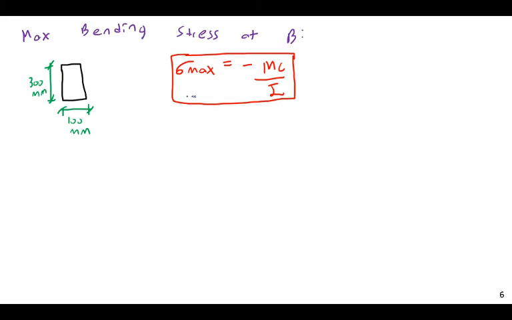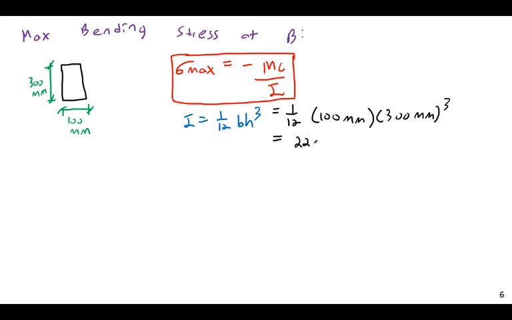And then I, if we remember our formula for the moment of inertia of a rectangle about its own centroid, is 1/12 b h cubed. That's a formula you might want to memorize. So 1/12 times 100 millimeters times 300 millimeters to the third, and this will equal 225 times 10 to the sixth millimeters to the fourth. Isn't that a lovely unit, millimeters to the fourth?